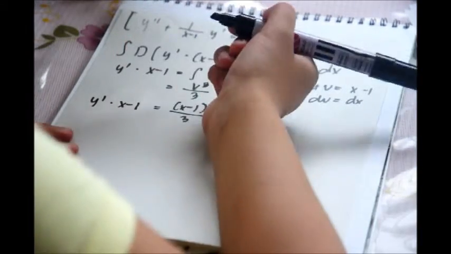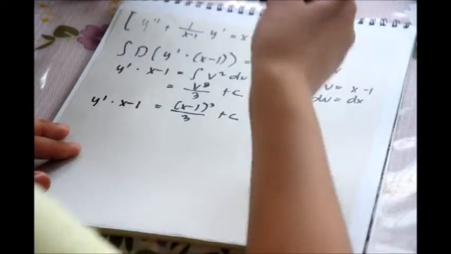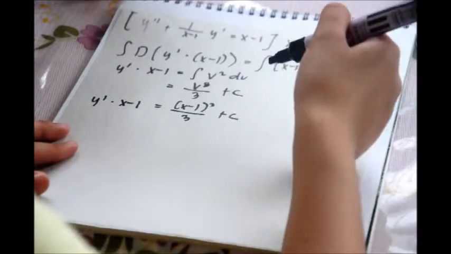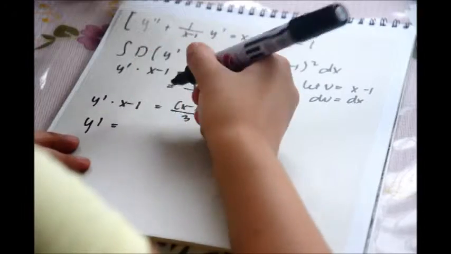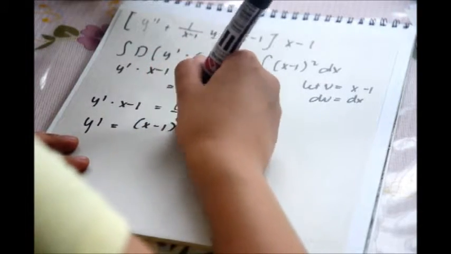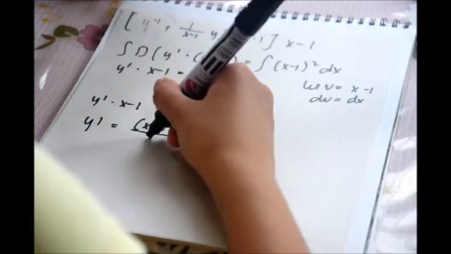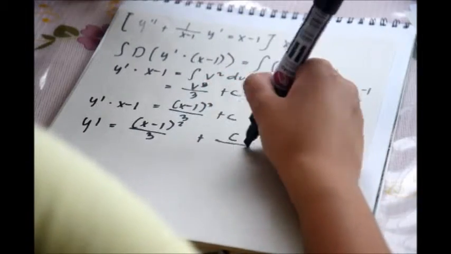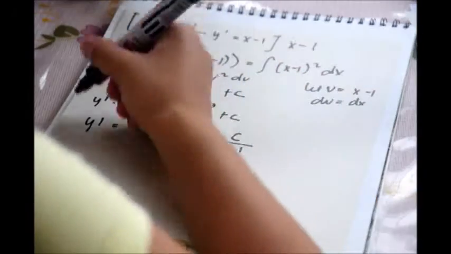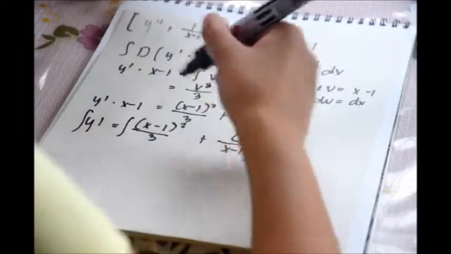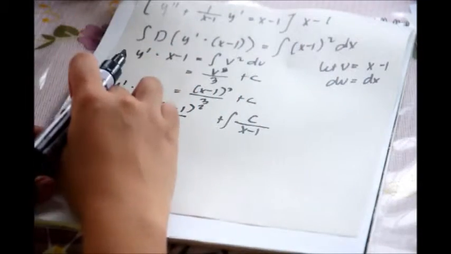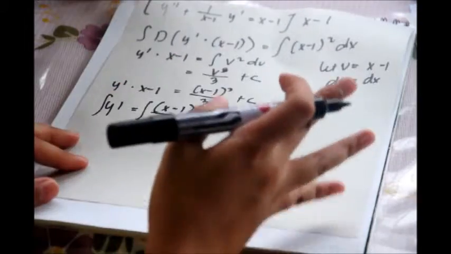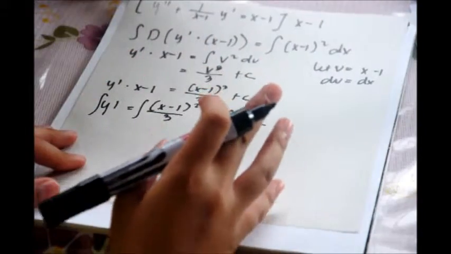So let's multiply 1 over x minus 1 to the whole equation. So y prime is equal to (x minus 1) squared over 3 plus c over x minus 1. Now we're going to integrate both sides again, because it's y prime and we need the y. So in order for it to be y, we have to integrate both sides.